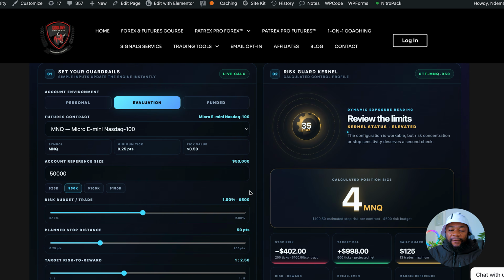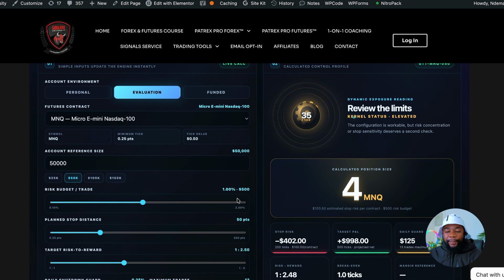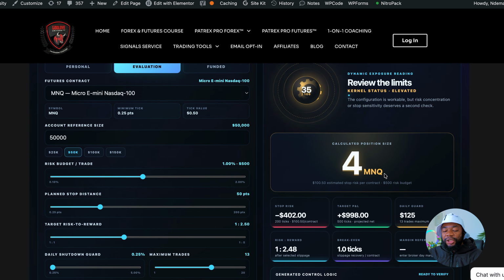Boom. It means for someone who is having a 50K futures prop firm account and you are trading micro Nasdaq and you are risking 1% per trade, the contracts you can use for a stop loss of 50 points is 4 contracts. It's as easy as that.